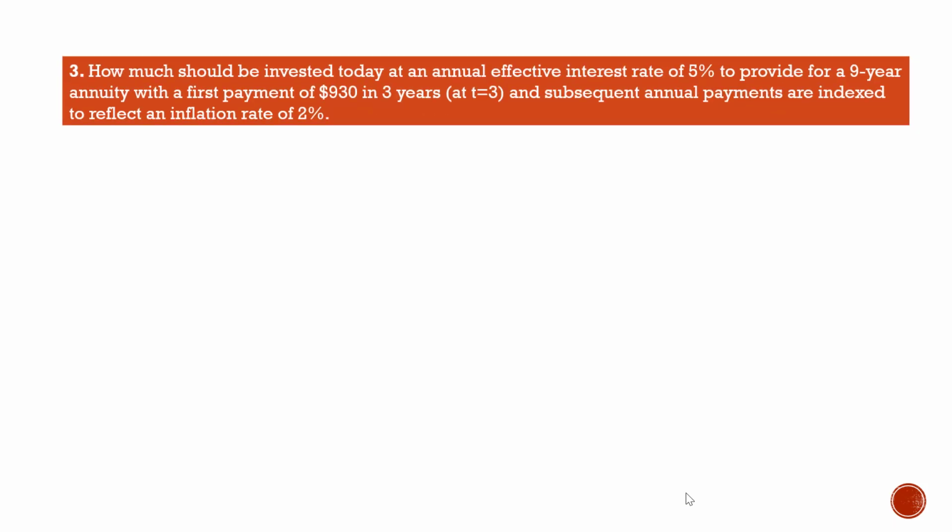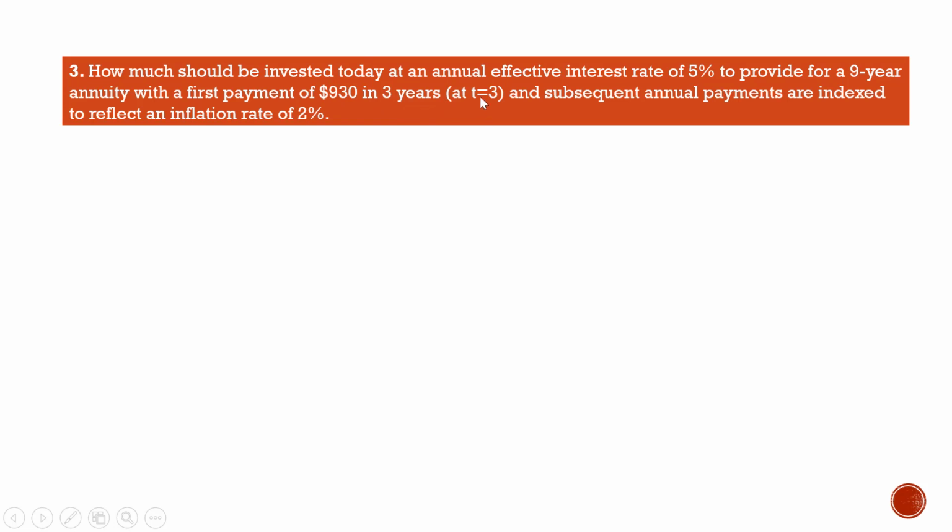5.38%. Question 3. How much should be invested today at an annual effective interest rate of 5% to provide for a 9-year annuity with a first payment of $930 in 3 years, at t equal to 3, and subsequent annual payments are indexed to reflect an inflation rate of 2%. So here the first payment is $930.